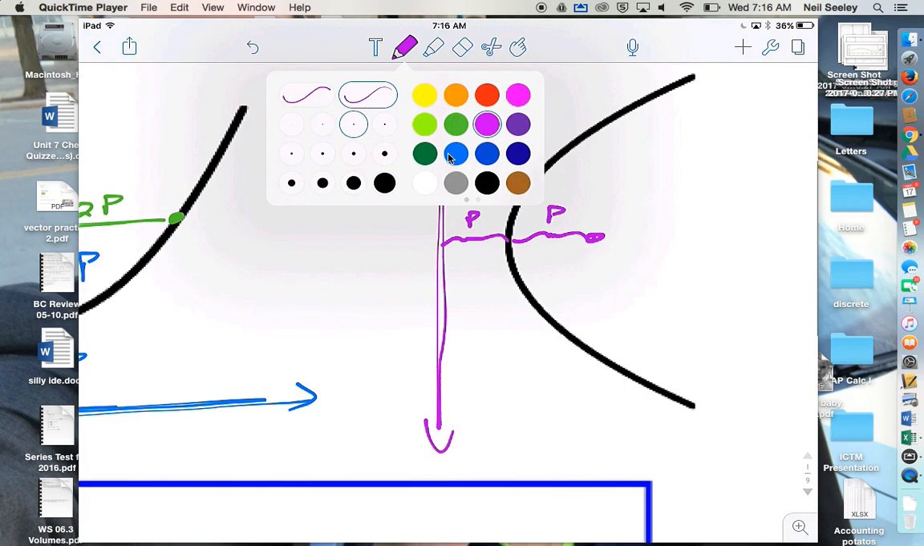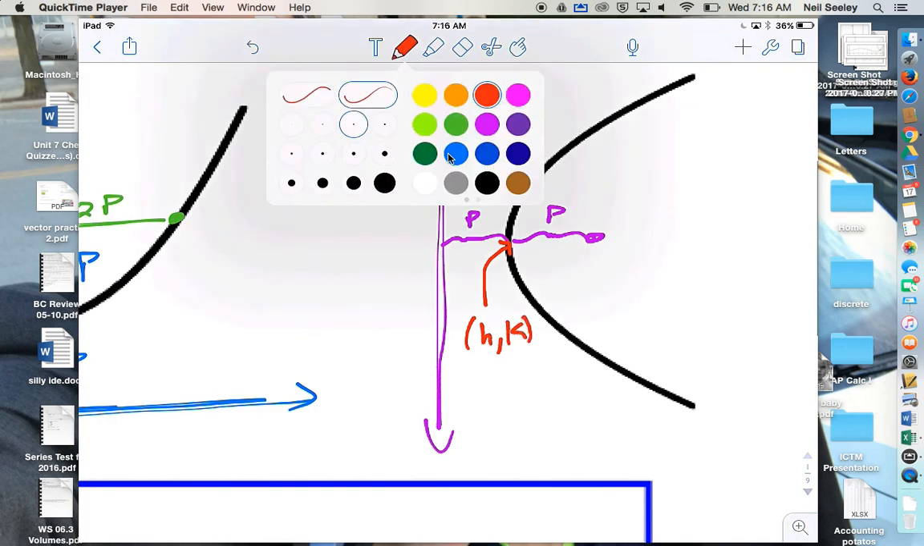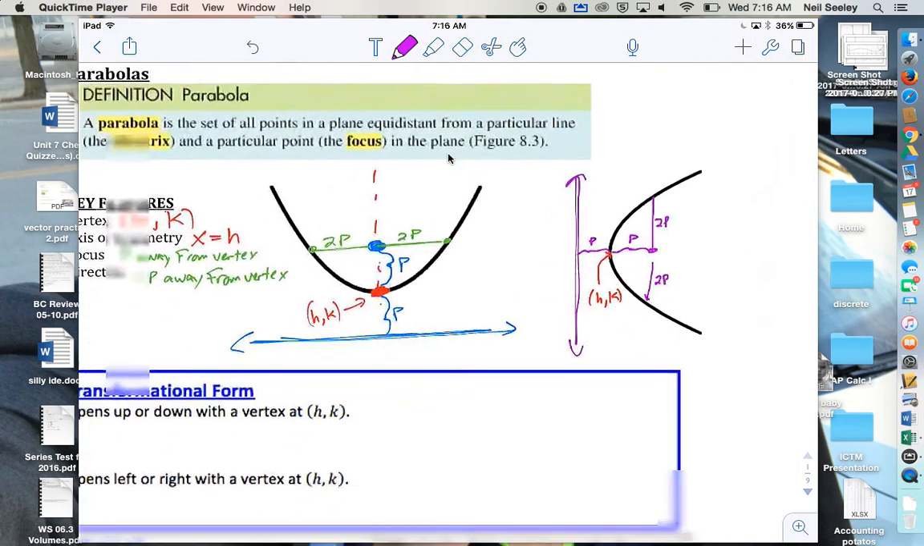We still call the vertex h and k, so we still label it the same way, hk, and it's still 2p from the focus to the edges of the parabola, left and right, so that's 2p up and that's 2p down. Remember, these are distances. When I label a p in there, that's what I'm referring to, a distance. All right, so that's all the big things that happen.